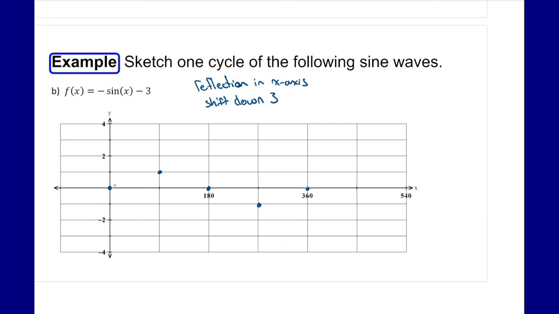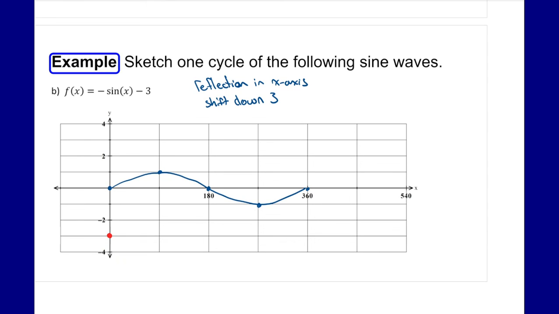Again, equal intervals of 90, amplitude of 1, starting at 0, 0. So for my new one, I'm shifting everything down 3. So I'm going down to -3. There's no left or right, so this is where I'm starting. However, it does say that there's a reflection in the x-axis. So that means that I'm flipping my graph. I'm flipping everything.